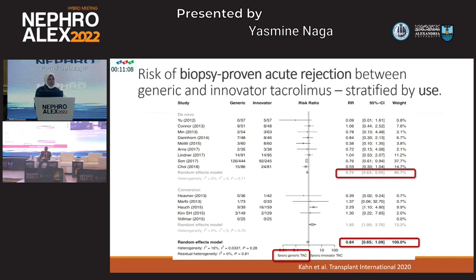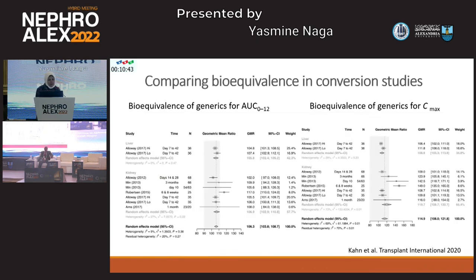ولما قسموا الستاديز برضو للستاديز اللي بدات دينوفو، يعني من اول الزرع هم استخدموا الجينيريك تاكروليموس، والستاديز اللي كانوا على انوفيتور تاكروليموس وقلبوا للجينيريك تاكروليموس، لقوا برضو ان في الكونفرجن ما فيش فرق في الريجكشن. لكن اكشولي الناس اللي بداوا دينوفو على الجينيريك، يمكن عشان better compliance، they had less biopsy proven acute rejection.